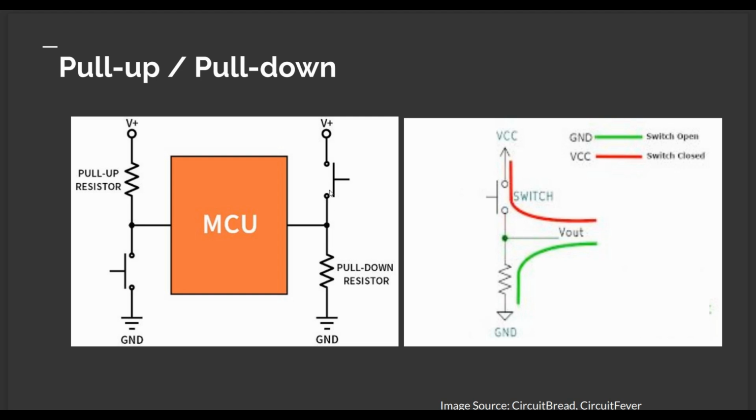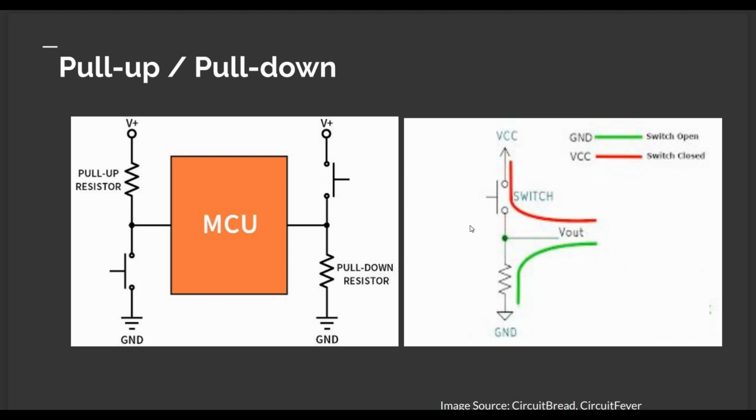So when the switch is pushed, the GPIO will be connected to the positive rail and will get a high signal. But as soon as the button is released, it will be connected to the ground through the pull down resistor. On the right side also it is explained, it shows the same thing.